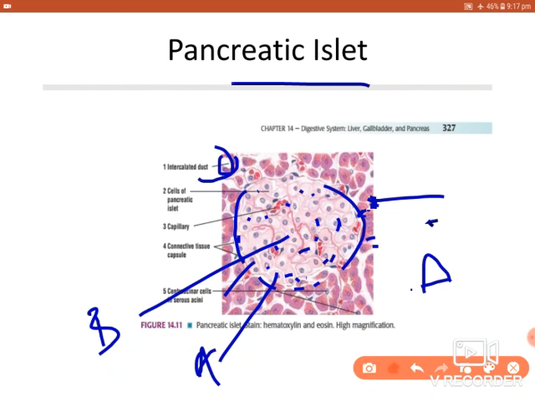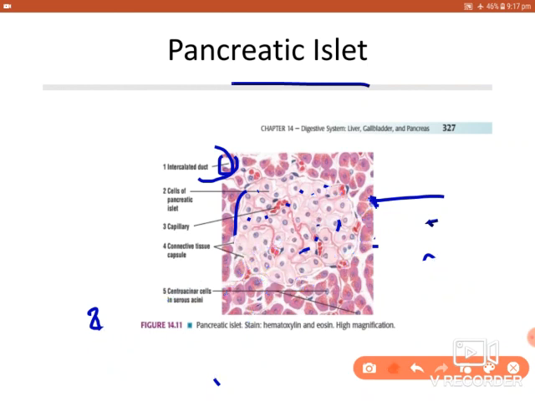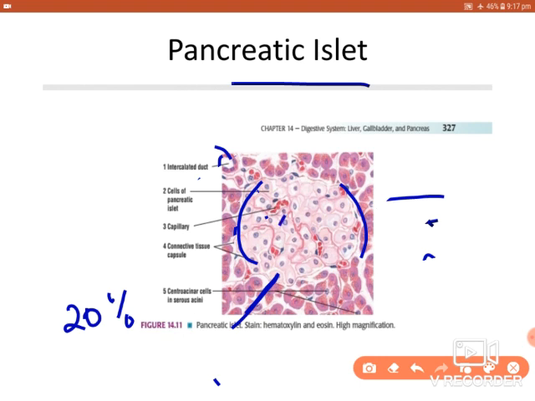Here is the pancreatic islet. Here you can see the pale stained unit. In the periphery, there are the alpha cells, which contribute 20% of the total population. In the center are the beta cells, which contribute some 70% of the total population. The remaining delta and pancreatic polypeptide cells contribute 10% of the total population, and the remaining cells are located in various places.